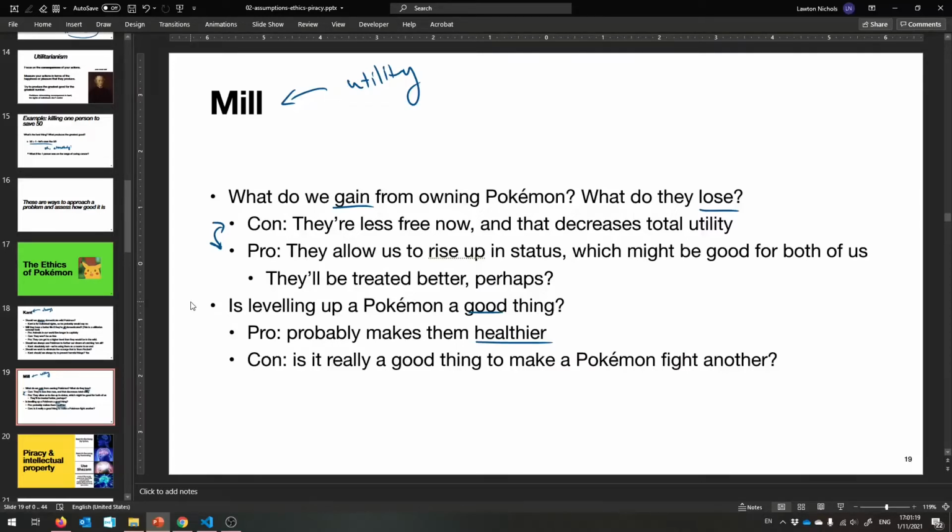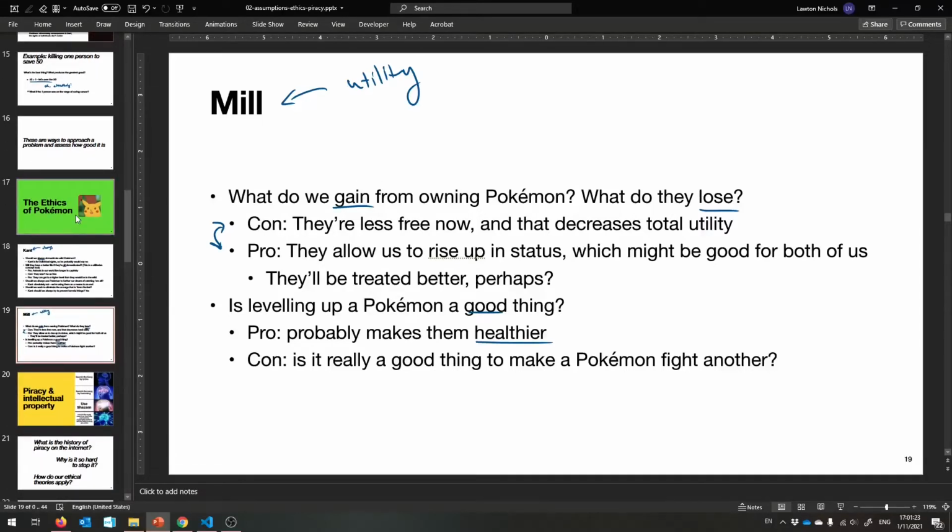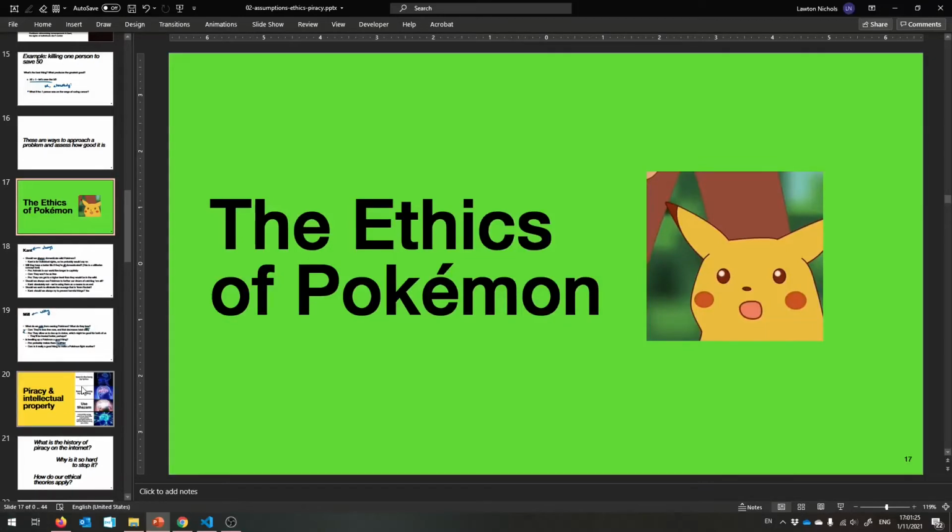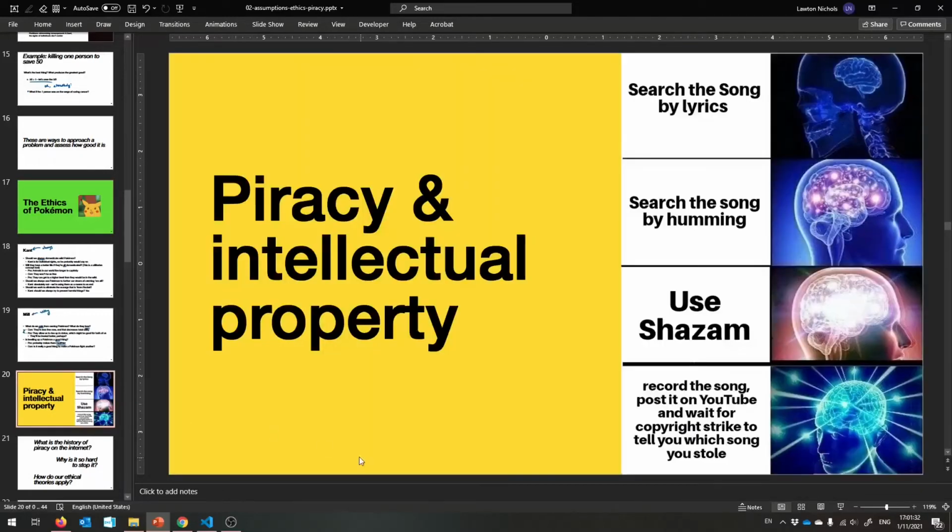So that is what you could think about for a silly topic even. And hopefully that helps ingrain the ideas of deontology and utilitarianism in your minds.